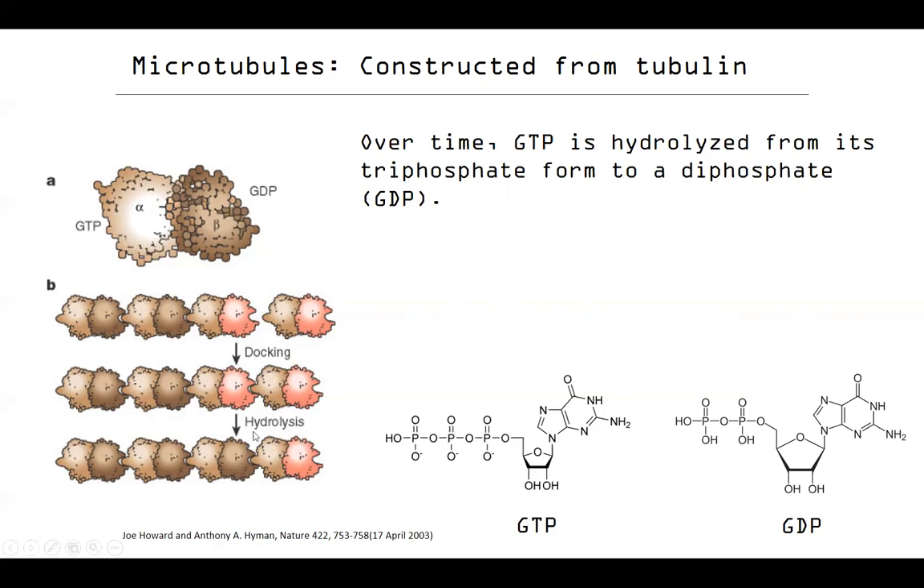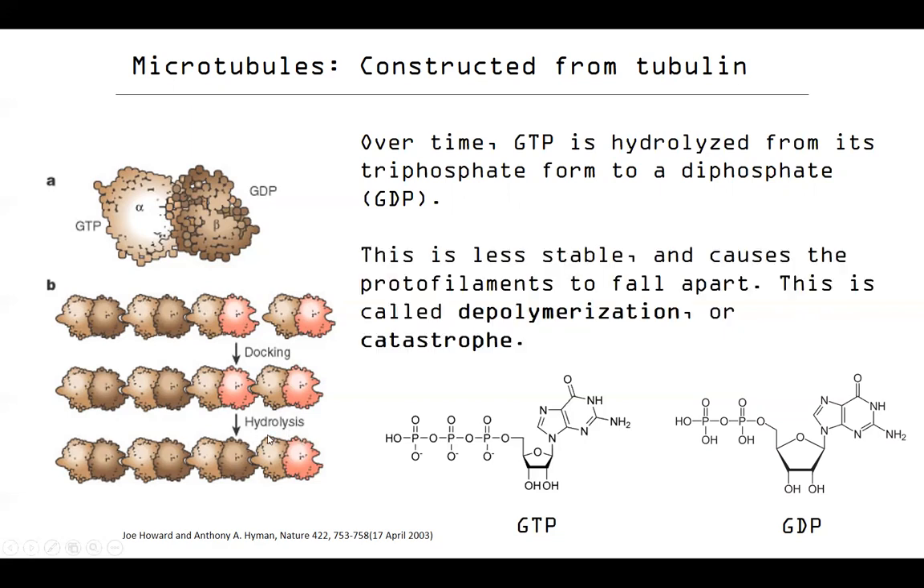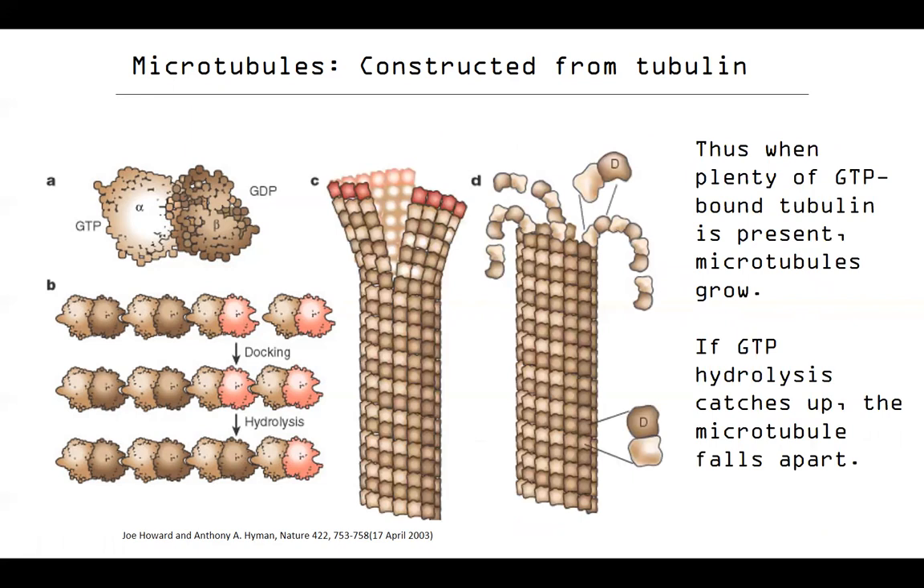This is the hydrolysis step we're looking at here. The GDP bound form is less stable. We haven't seen a picture of this yet. We've only talked about putting it together. But as this hydrolyzes over time, this is going to cause a depolymerization or shortening of the microtubule, which is also called a catastrophe. So let's see that in a little more detail.